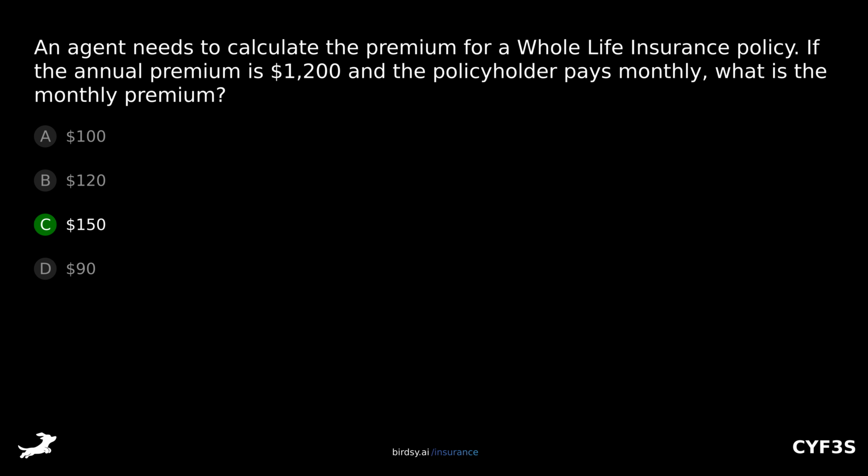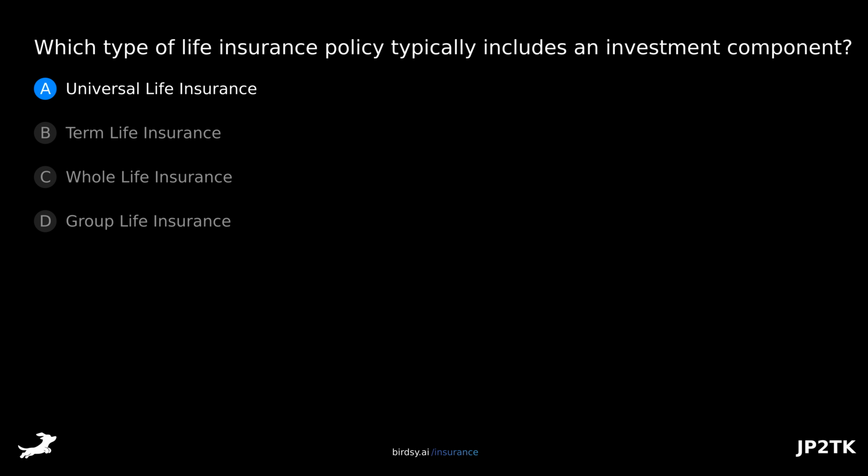Is it A, universal life insurance, B, term life insurance, C, whole life insurance, or D, group life insurance? The answer is A, universal life insurance. Why this question may seem a bit tricky, the distractors might confuse the investment feature with other policy benefits. Universal life insurance includes an investment component.